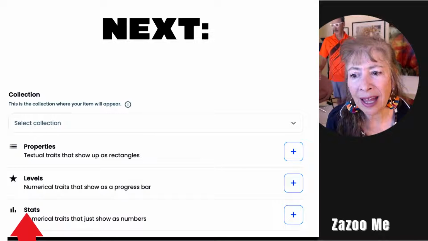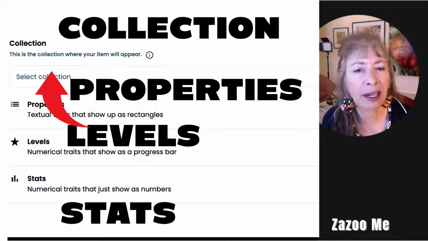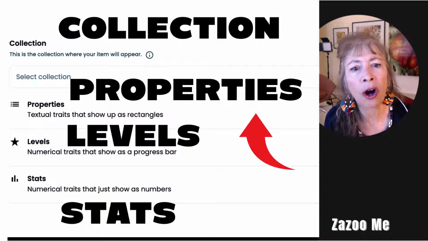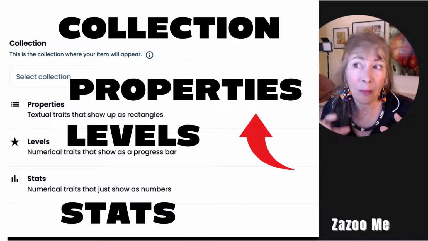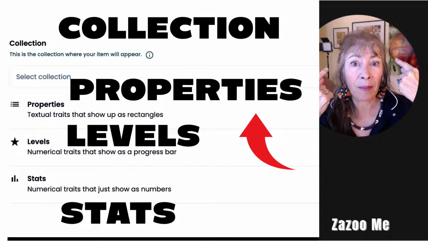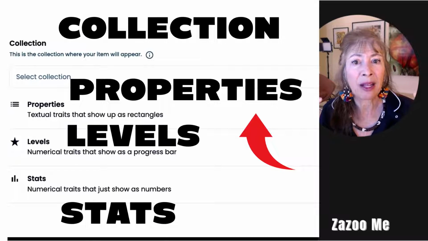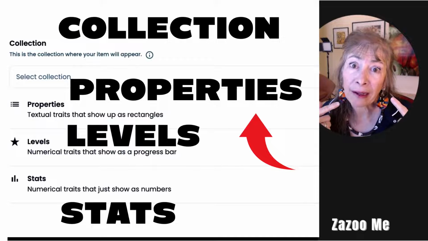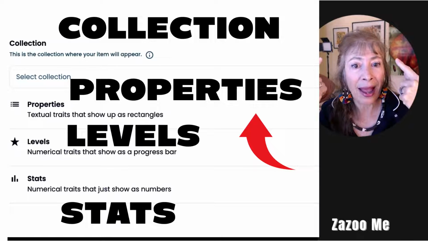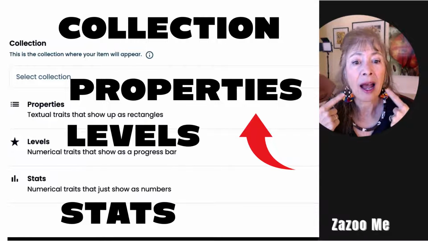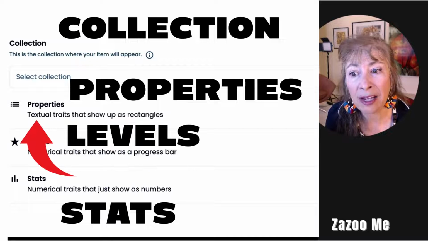Okay, next are properties, levels, and stats. And all of this matters. So the collection is the new collection that you just created. Properties are what makes this individual NFT special. What makes it unique? Is it the background? Like maybe if it were a picture of me, it might say something like Sherry, person. It might say background artwork. It might say background lighting. It might say earrings, it might say necklace. You know, there might be a bunch of things that you want to put down as property traits.